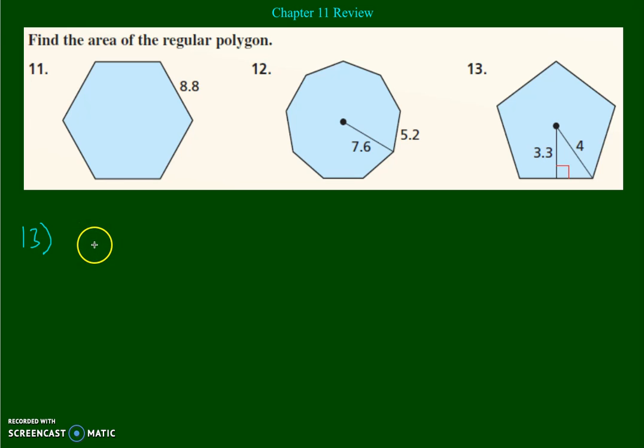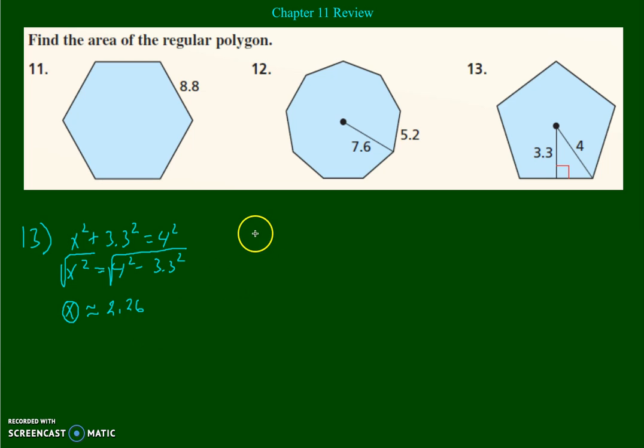We're going to use the Pythagorean theorem. We'll call this side x. So x squared plus 3.3 squared equals 4 squared. X squared equals 4 squared minus 3.3 squared. Take the square root of both sides, and x is approximately 2.26. Again, I'm going to store this value because there's several decimal places I don't want to lose.